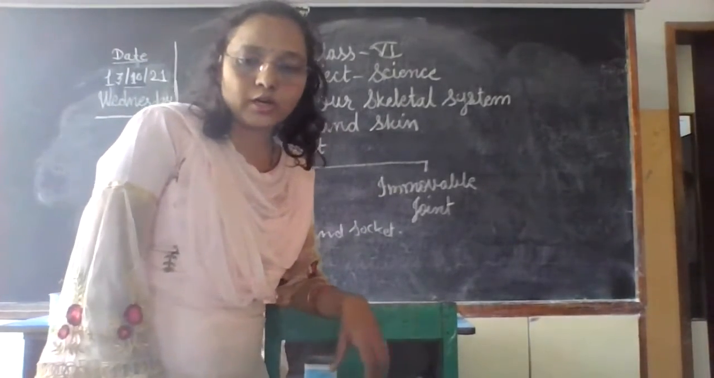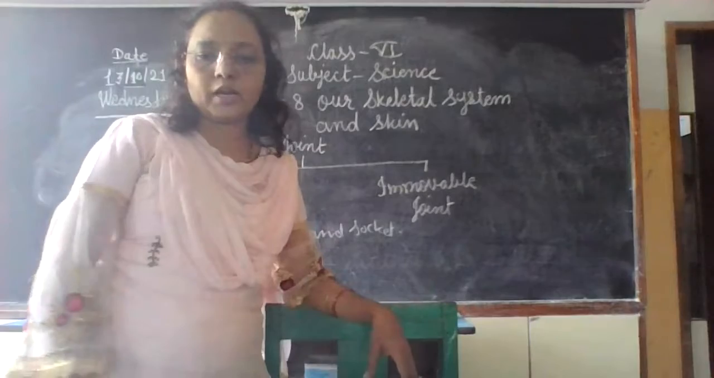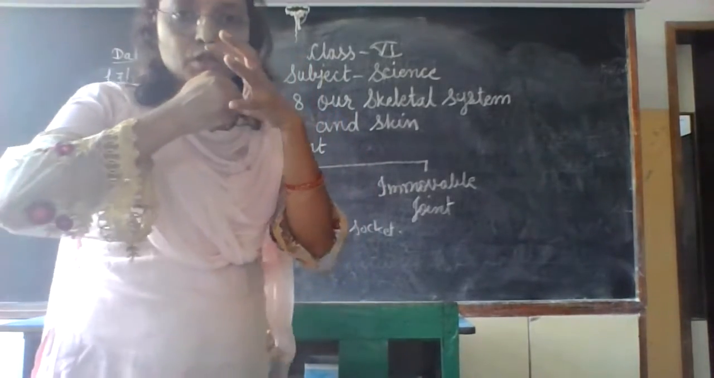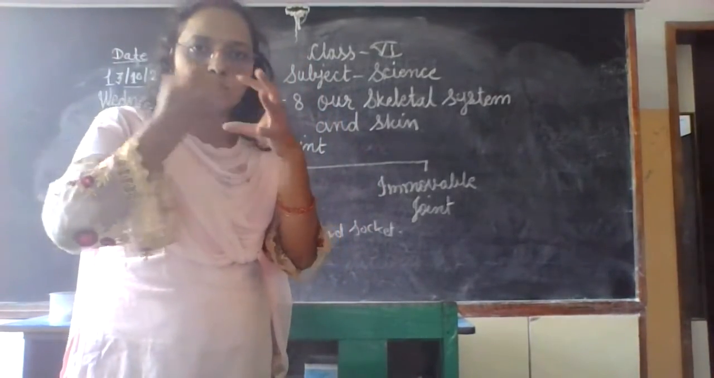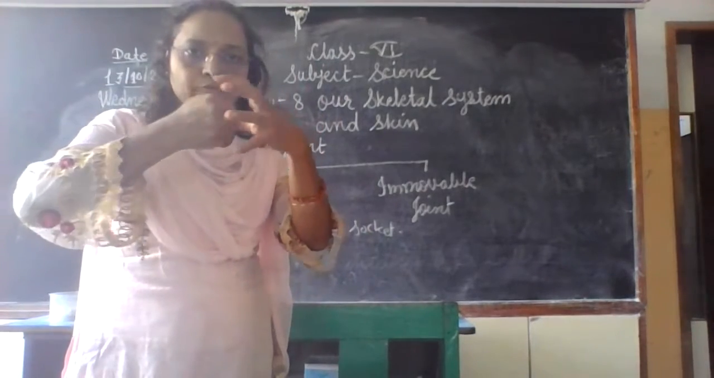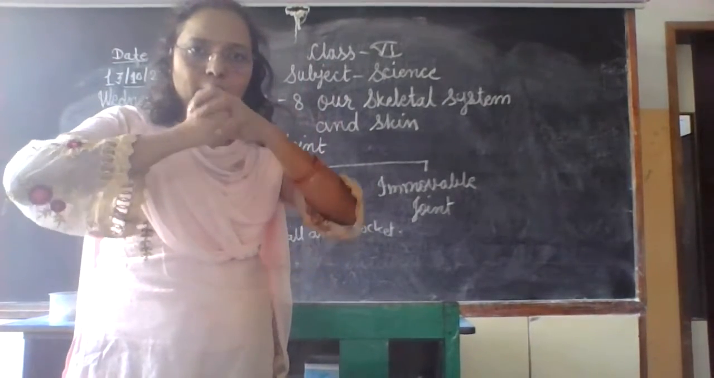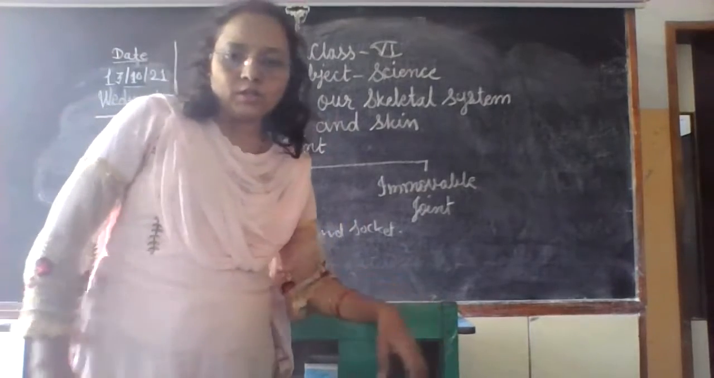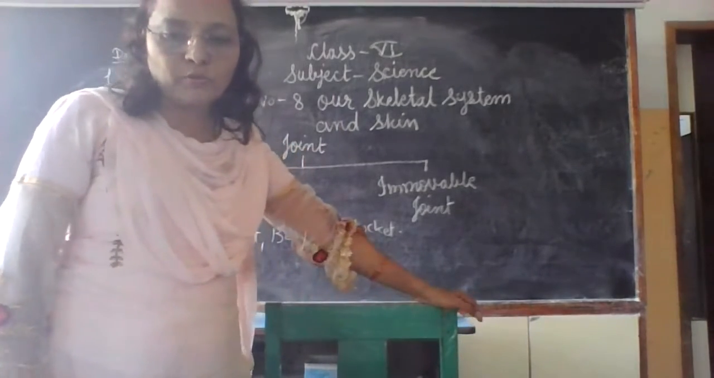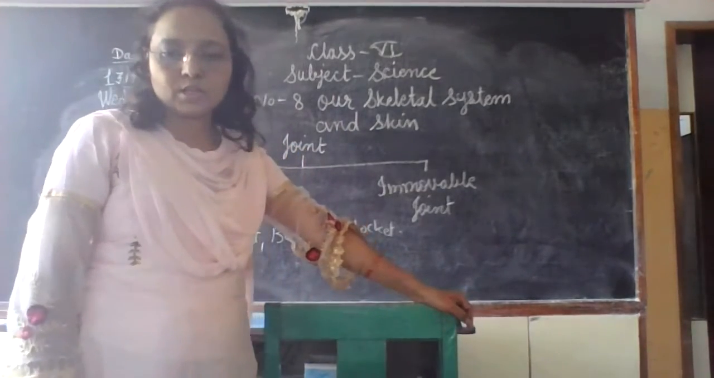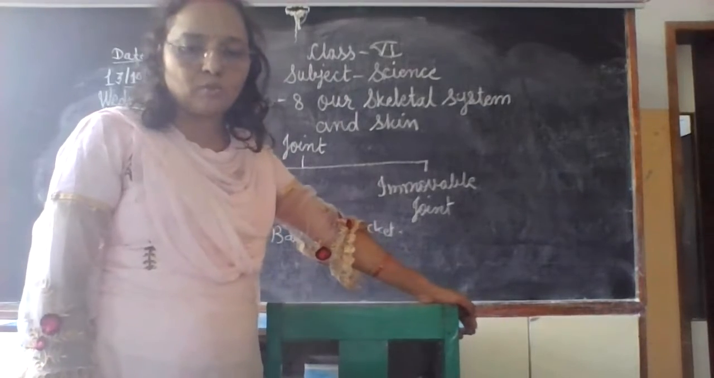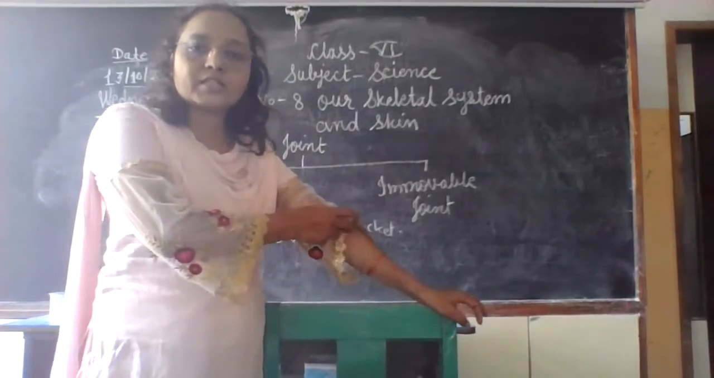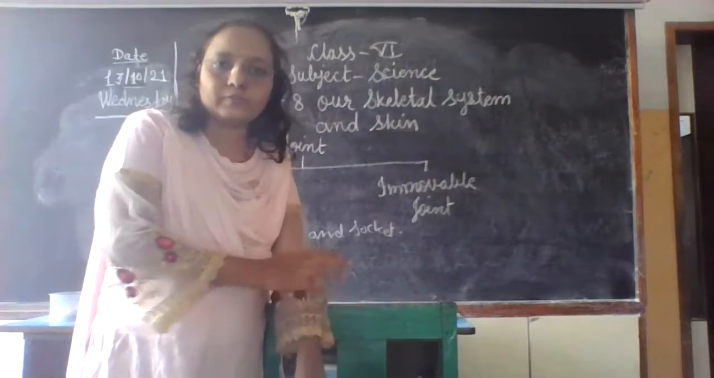This joint is formed when the round end of one bone fits into the socket of another bone. So see, the round bone fits in the socket and allows movement in all directions. So we can swing our arms almost in all directions, in 360 degrees of angle.